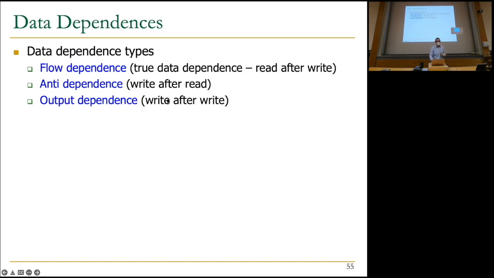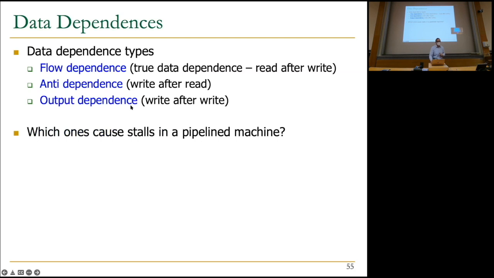Output dependence is write after write. Basically, you have the same memory location or register location. One instruction is writing to it, another instruction is also writing to it afterwards. So the second two are kind of weird, right? They're not really communicating between instructions. That's why they're not true data dependencies. These are called false dependencies also. So we'll take a look at that basically in a little bit.